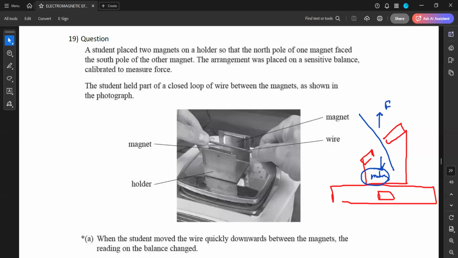There will also be a downward force, because according to Newton's third law, forces always act in pairs. So if there is an upward force on the wire by the magnetic field, there will be a downward force on the magnet by the wire.